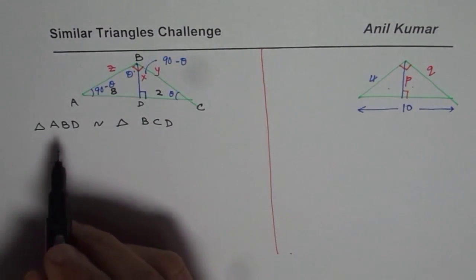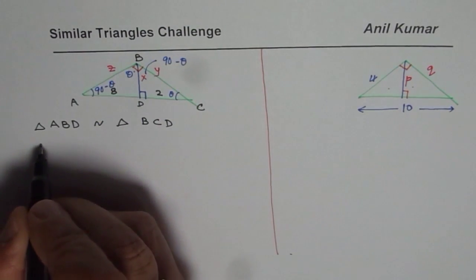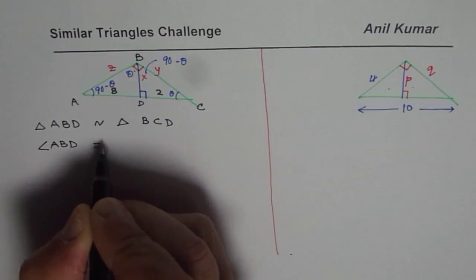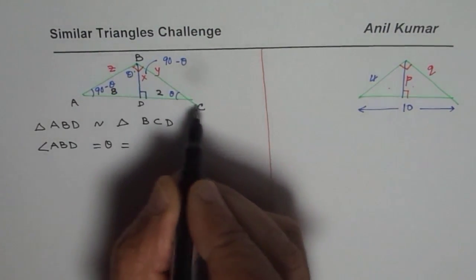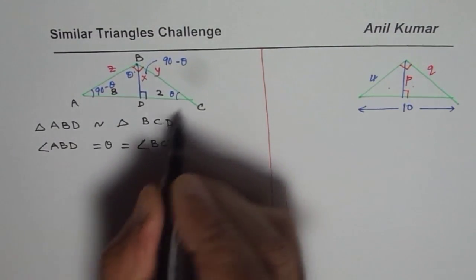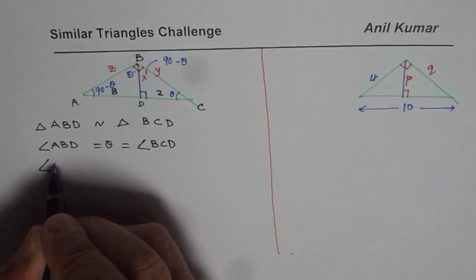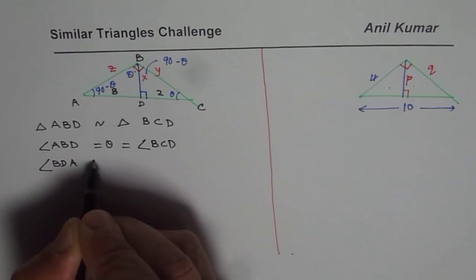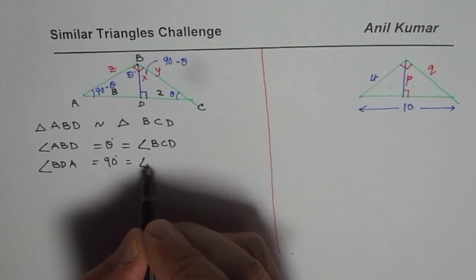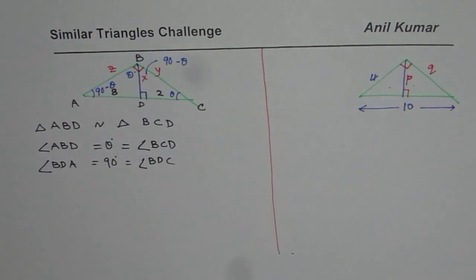Why? Because in triangle ABD, what we see is that angle ABD is theta, which is equal to angle BCD, which is theta, right? Secondly, we find that they are right triangles. Angle BDA is equal to 90 degrees, which is also equal to angle BDC. So these two are similar triangles.